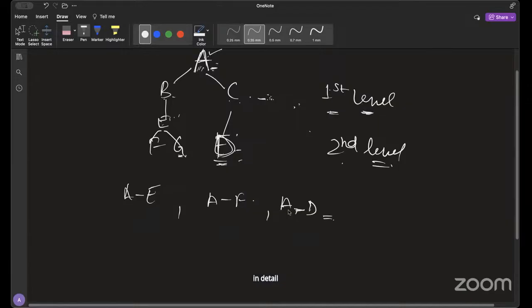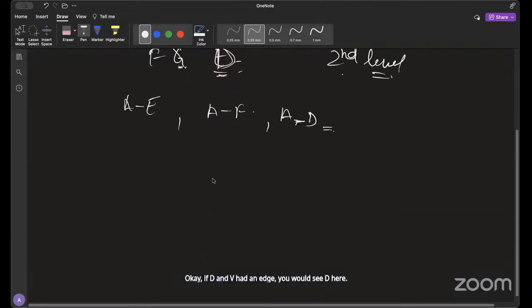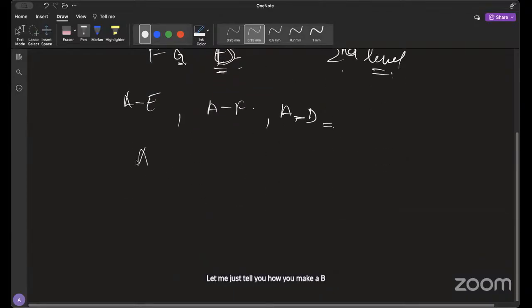Ma'am, B and D looks like they are on the same level, but can it have an edge? They're not on the same level. This B is on the first level. This D is on the second level. If D and B had an edge, you'd see D here. Let me just tell you how you make a BFS tree. Start from here, and then you see the vertices directly connected, B and C.